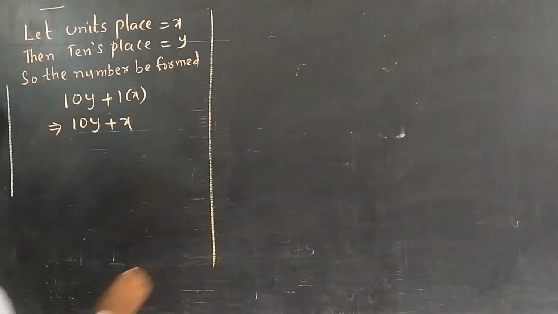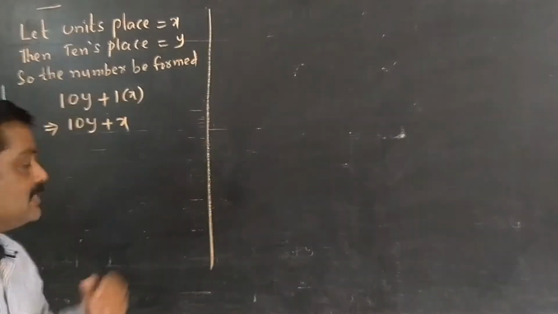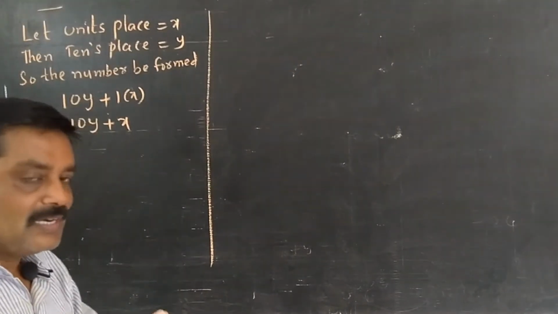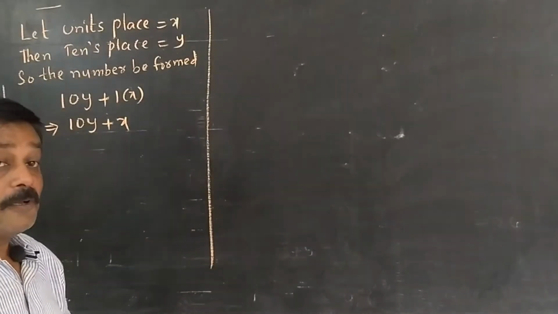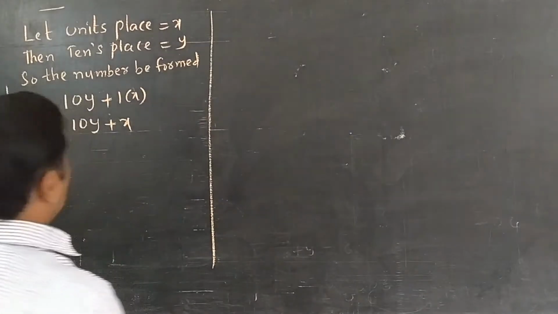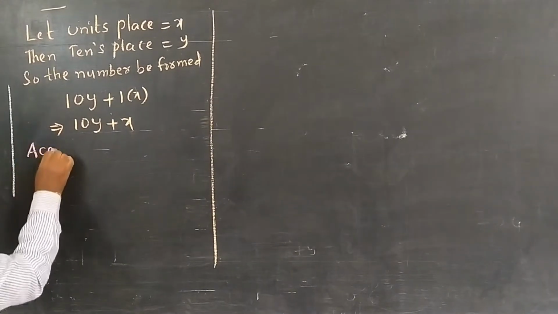We should not write 10y plus x as 10yx. That means instead of plus it would become a product. Do not write like this, 10yx. Write 10y plus x. Please remember properly. Next, he has given one condition according to the data.